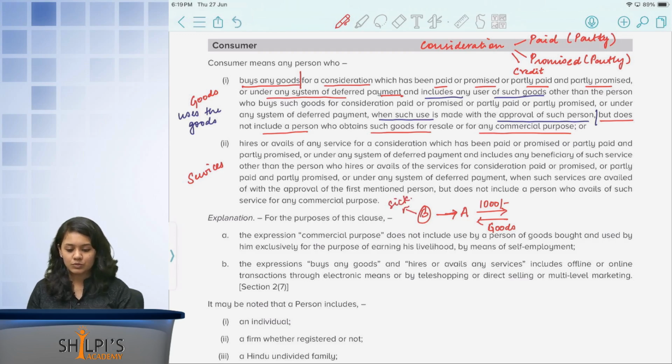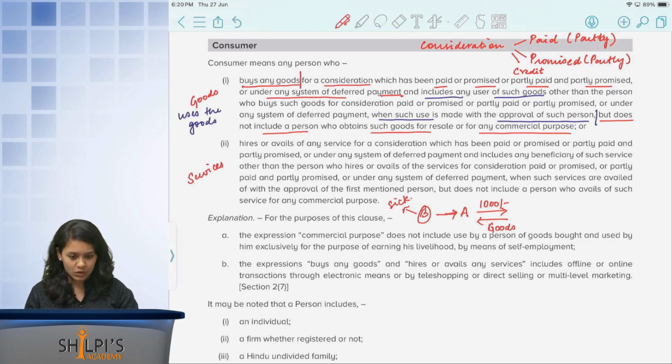Can B be a consumer? Your argument can be that yes, he consumed the product and therefore he is sick. Okay, therefore he can go and file a complaint. But the definition clearly says the person who has bought the goods for money is only the consumer, and it includes anyone who is using the goods but with the permission of the original owner, of the person who had originally paid the money. And so therefore any stolen goods does not even come under the ambit of consumer. Okay, so I hope this definition is clear enough for you.